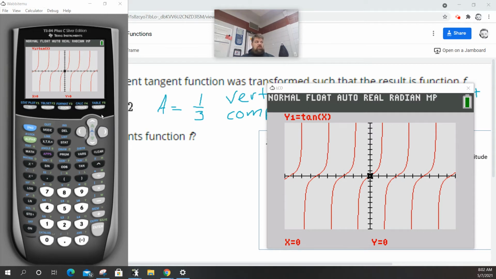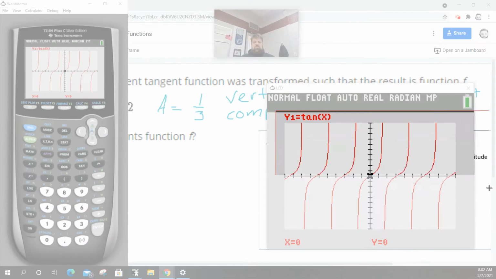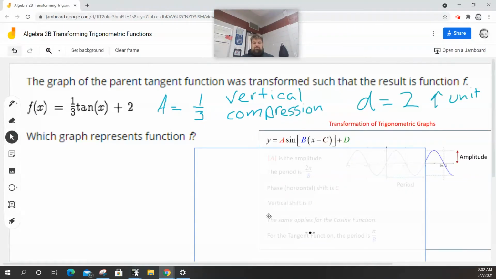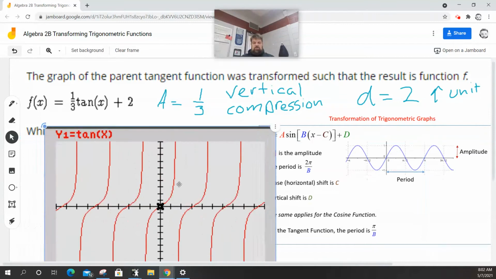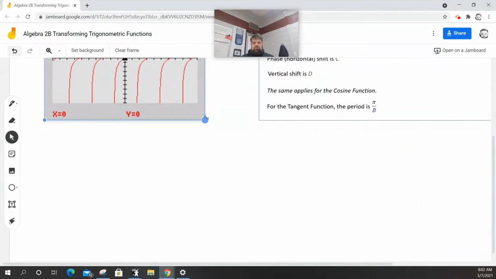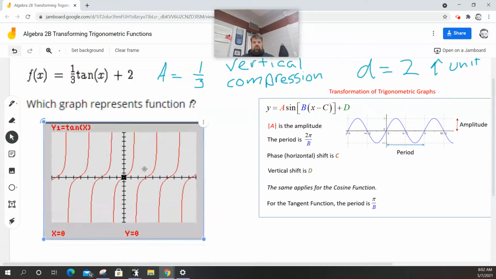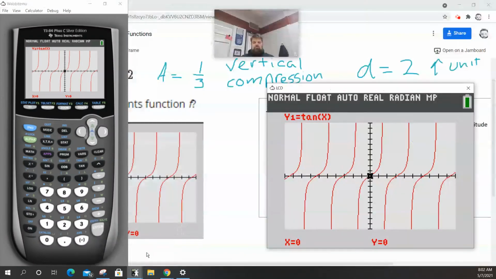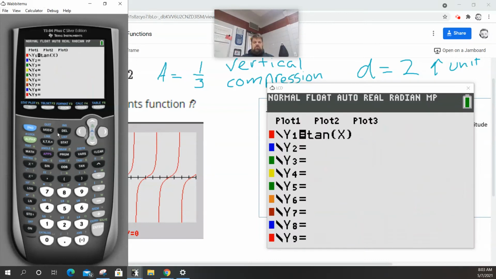So the 1/3 is just going to vertically, and I'm going to do this in steps, okay? So let's put this down. That's tangent. That's plain old tangent. Now the next thing I'm going to do is the compression. So now I'm going to go back into the calculator, and I'm going to change this to 1 divided by 3.